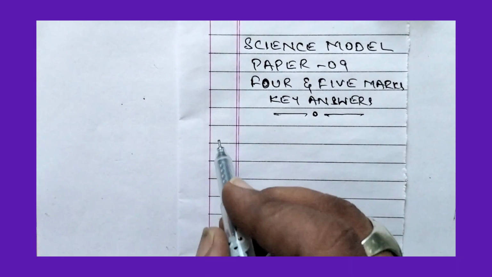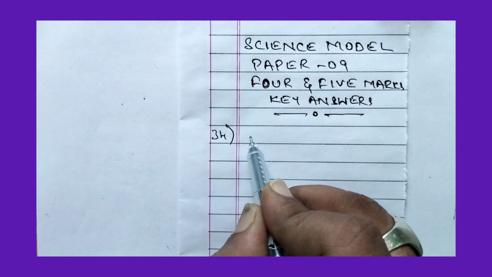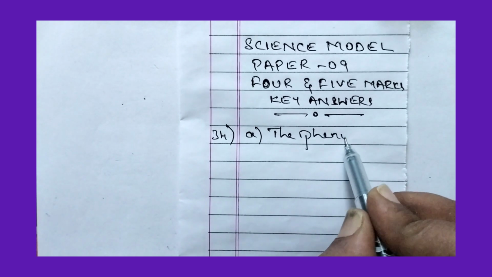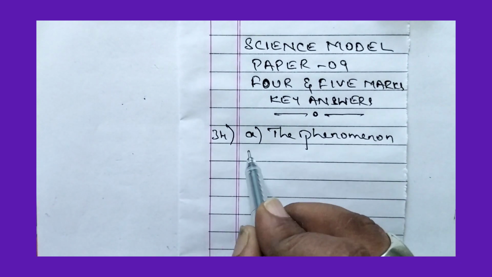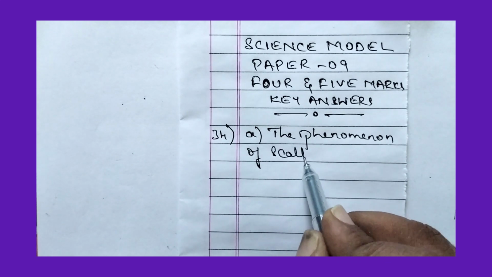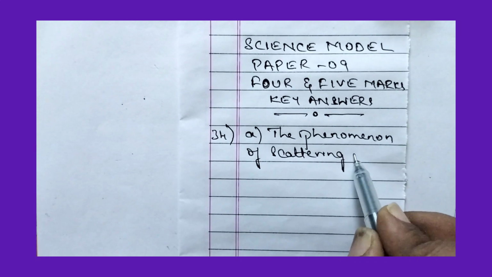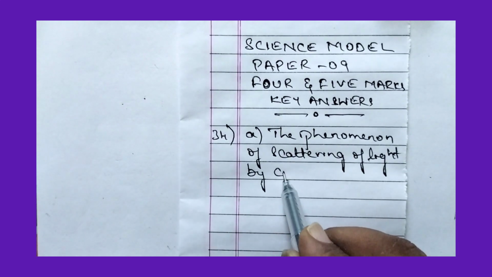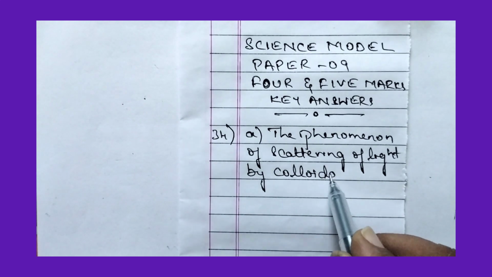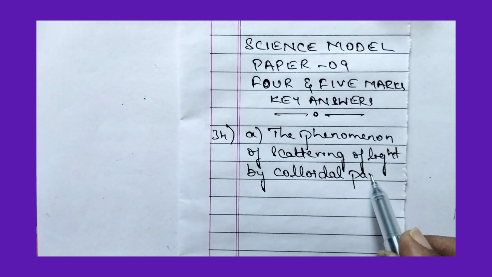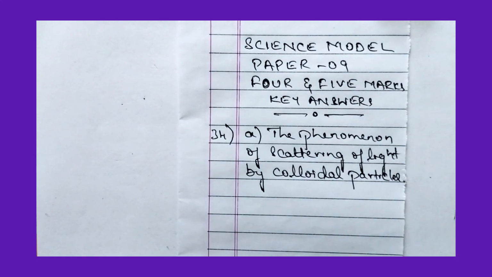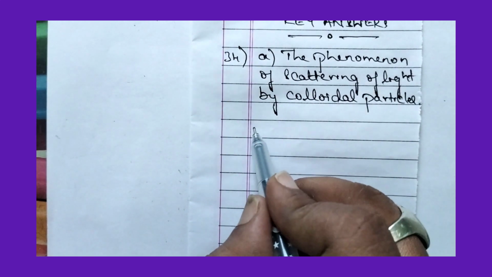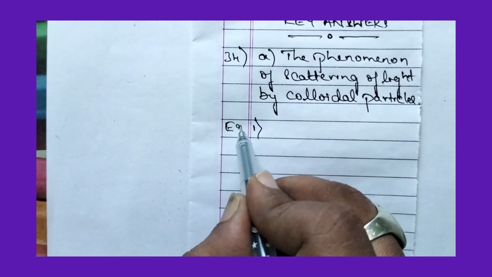So the first one is 34th question. A. What is Tyndall effect? The phenomenon of scattering of light by colloidal particles is called the Tyndall effect. Then let us give 2 examples for Tyndall effect.